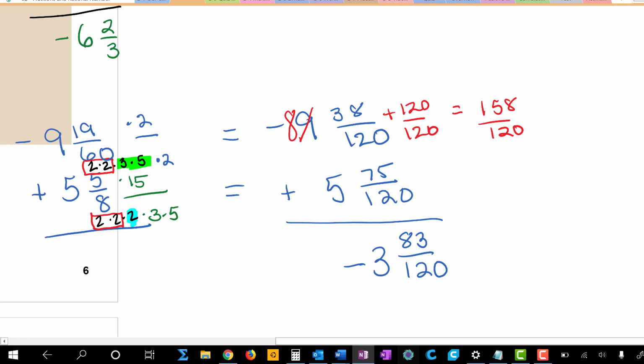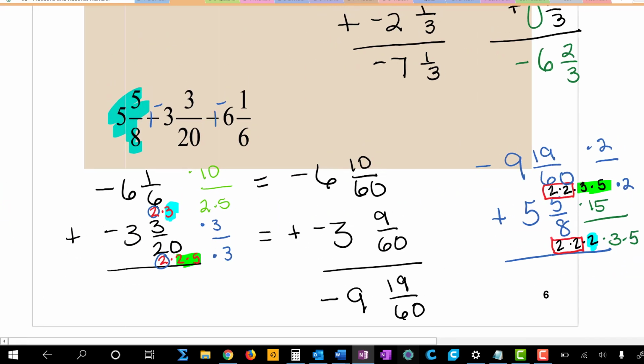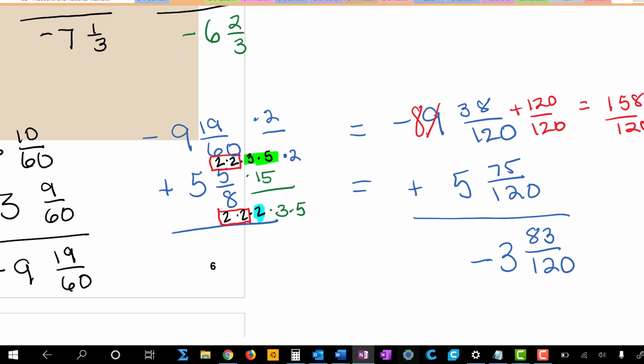That's our final answer. Let's go back and very quickly estimate the answer here and just see if we're on the right track. So here, if we looked at this as just integers, no fractions, we'd have 5 plus negative 3 plus negative 6. So that would equal 2 plus negative 6, which is negative 4. And we came very close to negative 4 for our final answer. So we can feel confident we're on the right track.